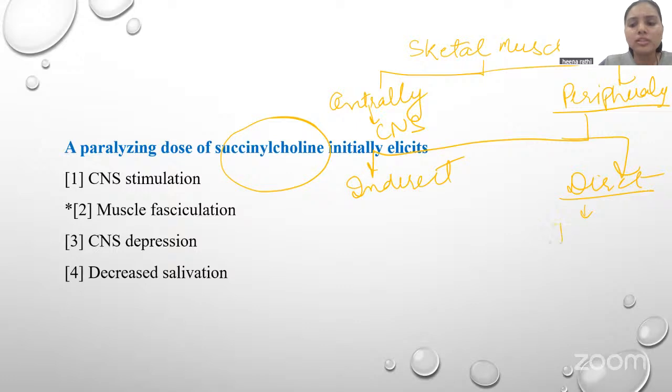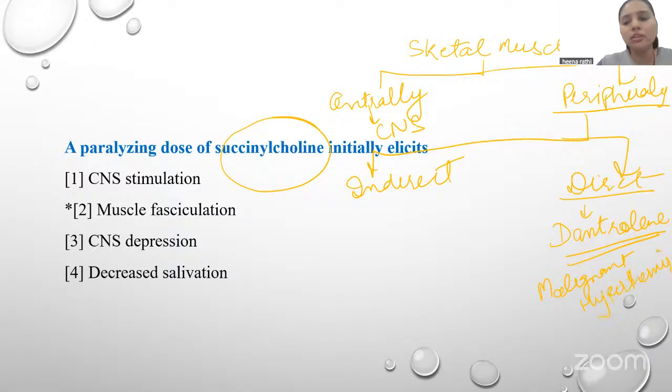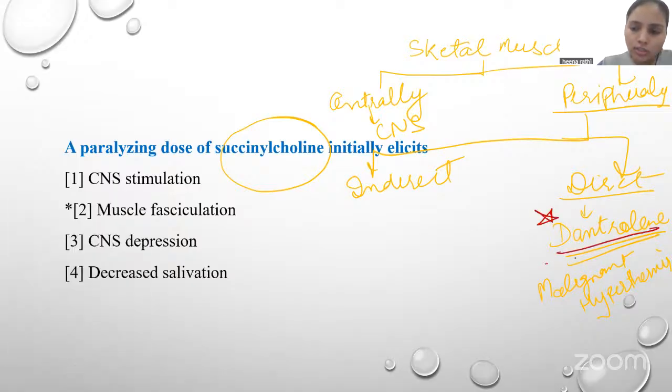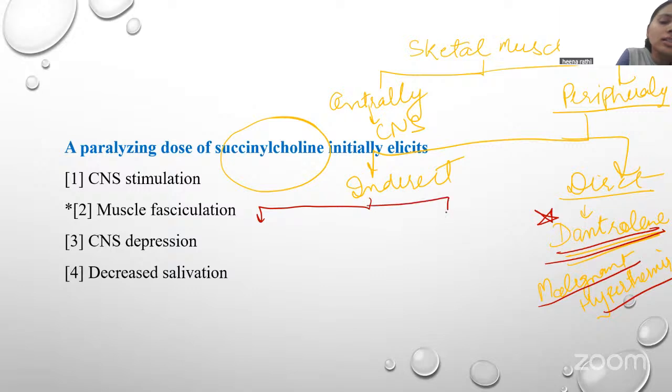The example is dantrolene, which is not used nowadays. It is just used in case of malignant hyperthermia. It is the drug of choice for malignant hyperthermia. So the most important thing about dantrolene is that it is a directly acting, peripherally acting skeletal muscle relaxant, used for malignant hyperthermia. Now the indirectly acting skeletal muscle relaxants can be of two types. First is competitive and second is non-competitive.